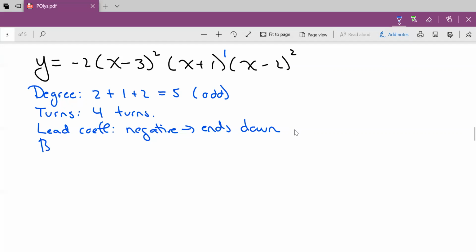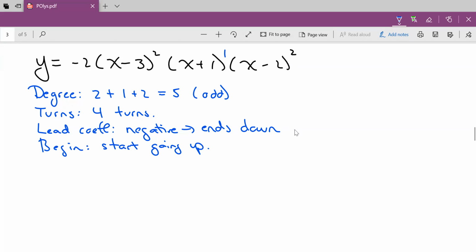How do we begin? Well, we're odd and we end down. Odd graphs start and end going opposite directions. So this will start going up, like that.